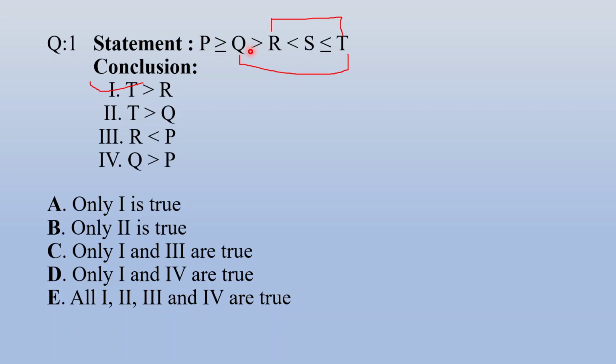So in this case, when you come across these type of signs, no relation can be set up between T and Q. So our conclusion number 2 is wrong.